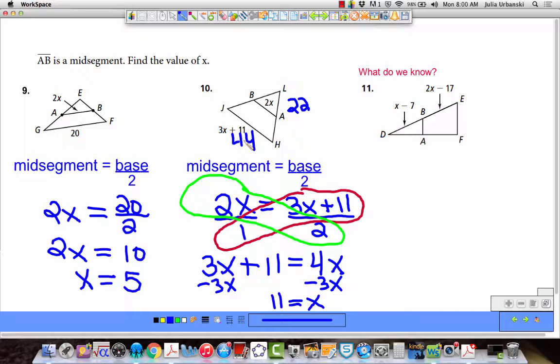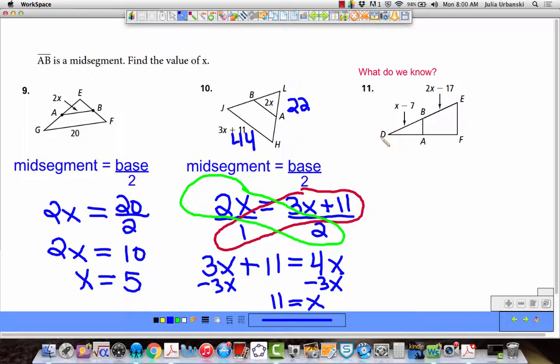Any questions on that? Sometimes you can do it in your head. Sometimes cross multiplying is the best way to go. Number 11. What do you do with this one? What's the mid-segment? BA. Yes. You didn't give me numbers because we don't know the numbers on BA, right?